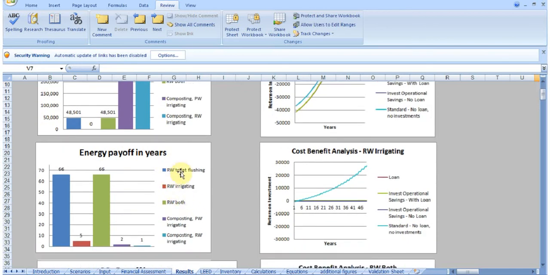Energy payoff in years. This energy payoff is based on the water energy nexus, as well as pumps and pipes. The water energy nexus simply states that it takes energy to treat and convey your water from a centrally provided source. Knowing this and decentralizing our source material, we can expect energy payoffs.